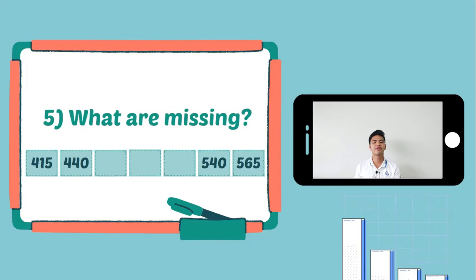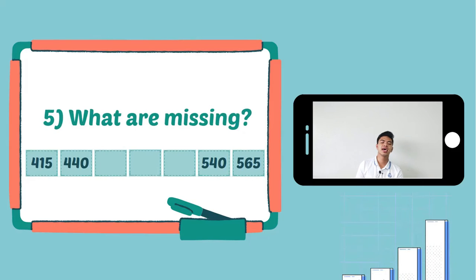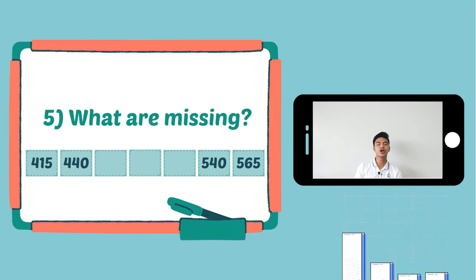So for the number 5, we have 415, 440, blank, blank, blank, and then 540, and then 565. So how do we find out the next numbers or the missing numbers? We're going to find the difference between 415 and 440. So let's find it out.